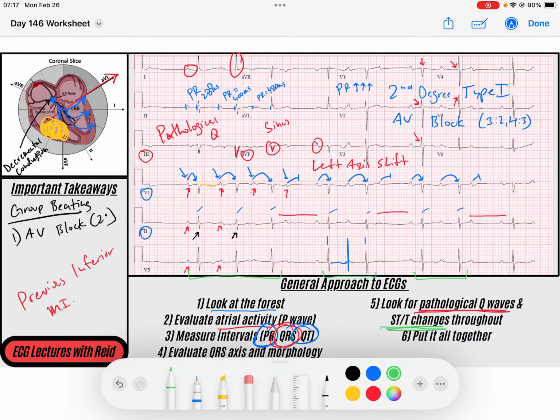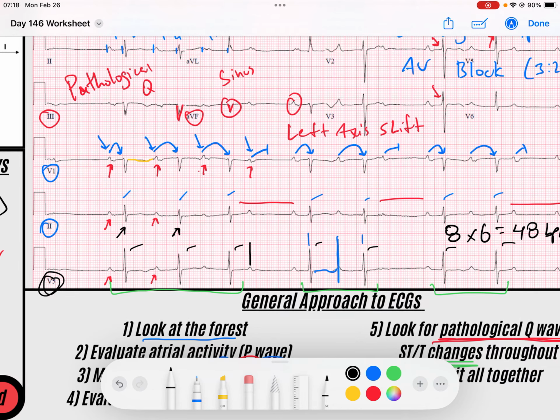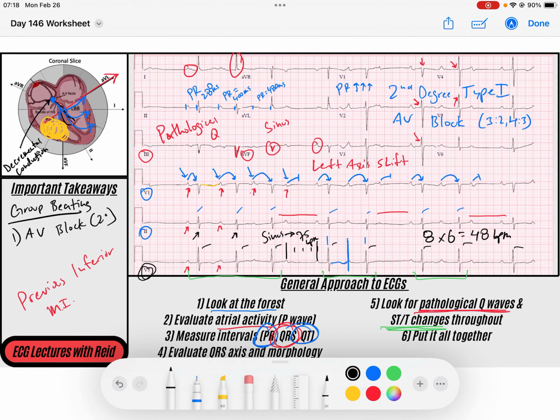And so when we put this all together, I think we need to get an average rate here. We didn't get our rate, but we can get an average rate where we count the total number of beats within the 10-second strip, and we multiply that by 6. So let's go 1, 2, 3, 4, 5, 6, 7, 8. And so we have 8 times 6. So we have an average ventricular rate of 48 beats per minute, right? Our sinus rate is going to be a little faster. If we measure from sinus node to sinus node, that rate is 175 beats per minute. So my sinus rate is normal, but because of this AV block, my ventricular response is a little low.